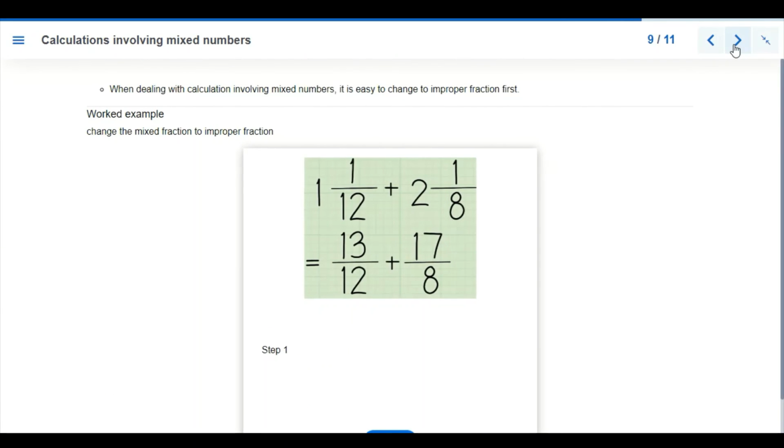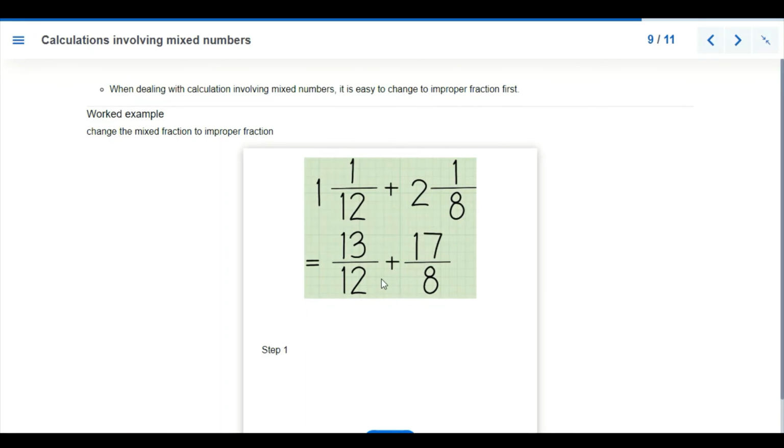So we have another example here on mixed fractions. Why are we talking about mixed fractions? Remember, we've made mention of mixed fractions when you have a whole number and a proper fraction. So what we do here is multiply the denominator with the whole number and add to the numerator. So 12 times 1 plus 1 gives 13. 8 times 2 plus 1 gives 17.